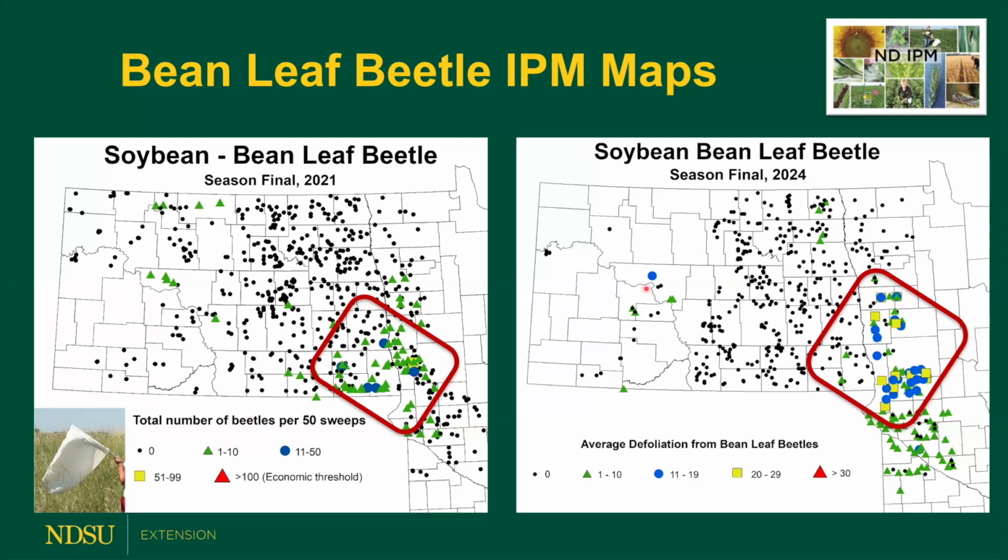And the interesting thing is it's being found so far out in the western part of the state. This is way out in McLean County. Typically, you see the beetle here along the Dakota and Minnesota border, where most of the beans are grown.